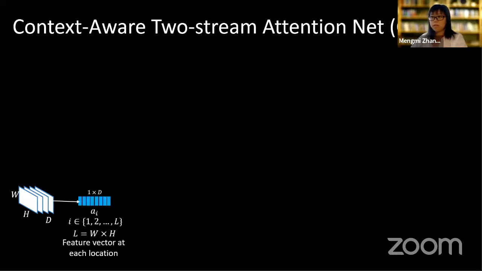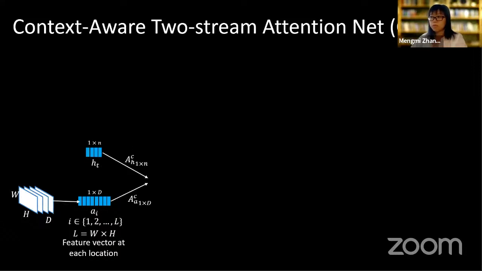Since the design for object and context streams are the same, here we focus on the context stream only. The same working mechanism can be applied in the attention module of the object stream as well. So the pre-trained 2D ConvNet extracts the feature maps from the context image. Then the feature maps have dimensions width by height by number of channels. Thus, at each spatial location on this feature map, we would have a feature vector of dimension 1 by d, and there are total L locations.